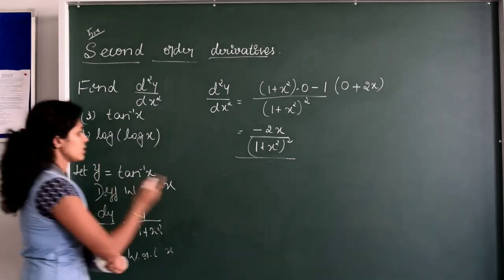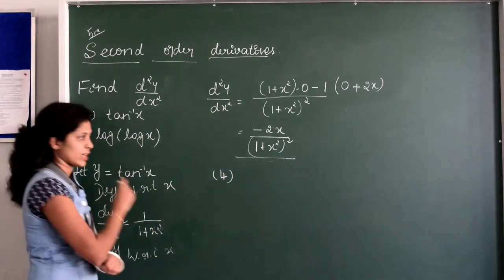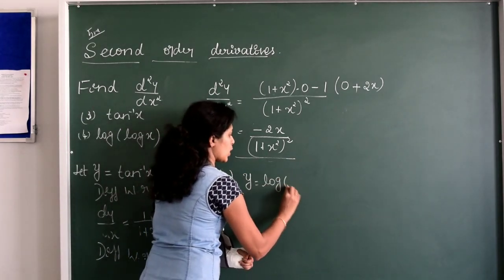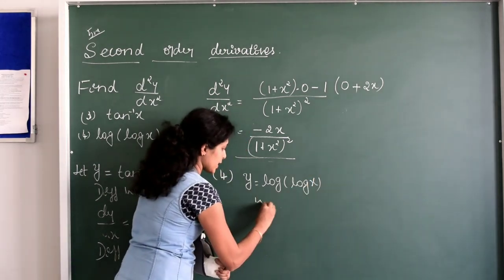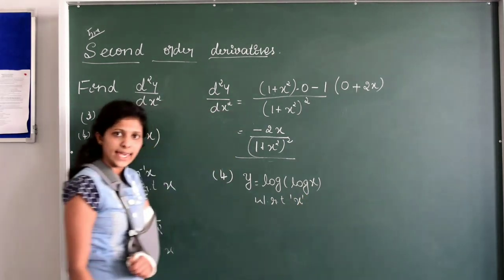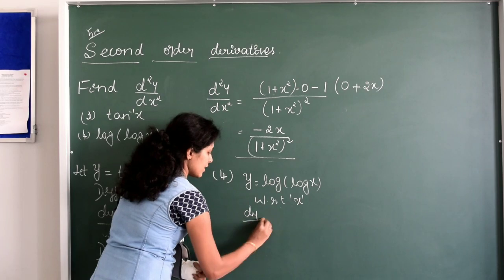Now the next problem, that is the fourth one. What is given? You have to differentiate log of log x. First we will consider y is equal to log of log x. Right? Now we will differentiate this function with respect to x. We are finding the derivative of a function with respect to x. The derivative of y with respect to x will be dy by dx.